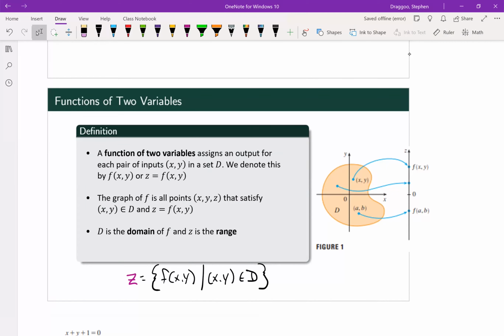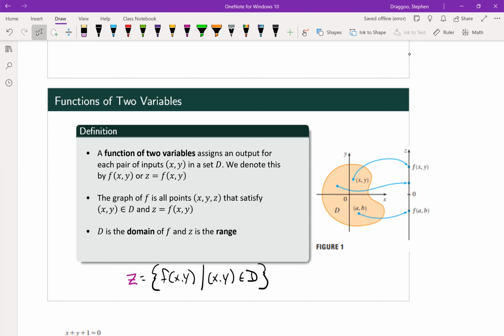So we've got a function of two variables that's going to assign an output for each pair of inputs x and y in some set D. We'll denote this by the function of x and y, or z equals f of x, y. And if we look over to the right, we can see a diagram that depicts that relation between the inputs and the outputs.